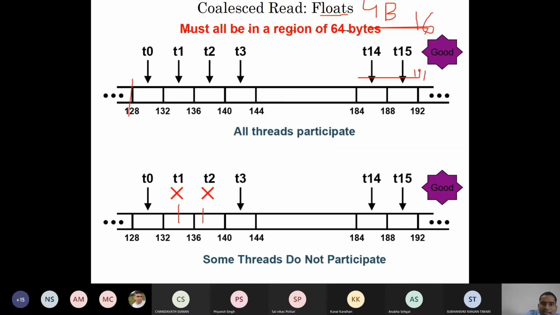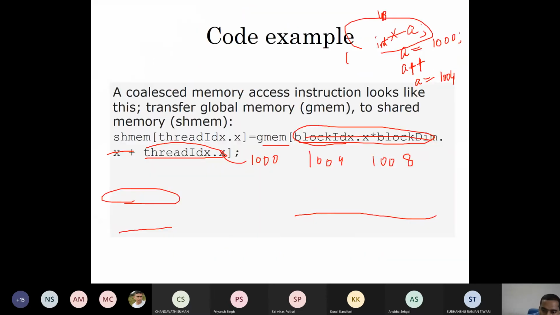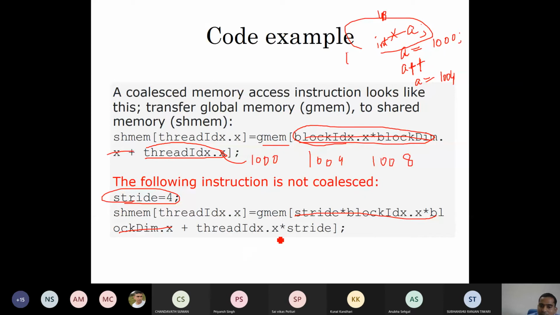That was the case here, the first case. Thread 0 is accessing 128, thread 1 is accessing 132, thread 2 is accessing 136, thread 3 is accessing 140, and so on. Whereas here, now you tell me what will happen.